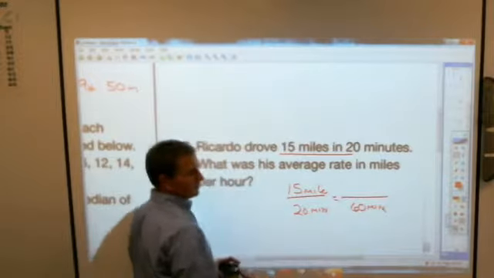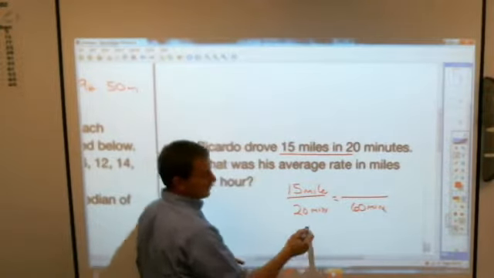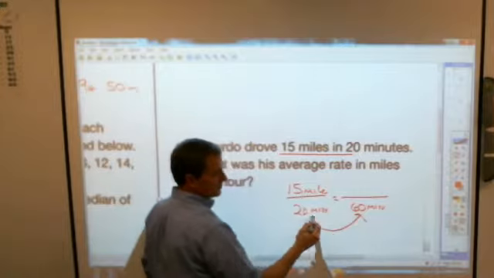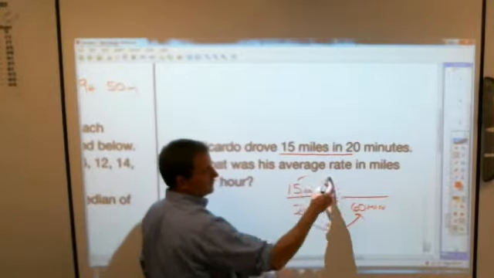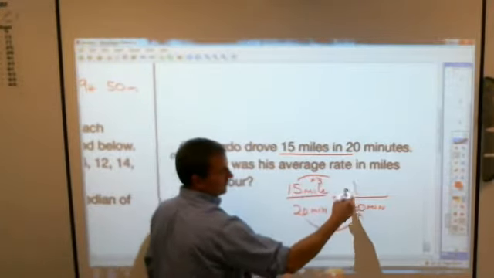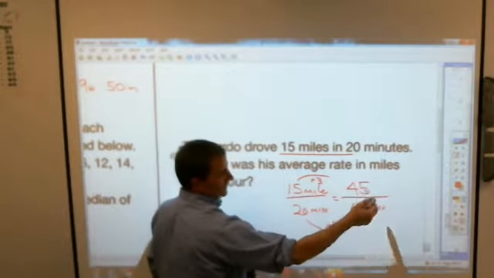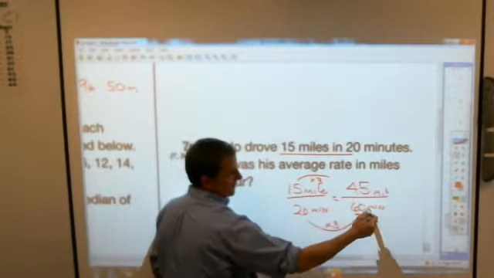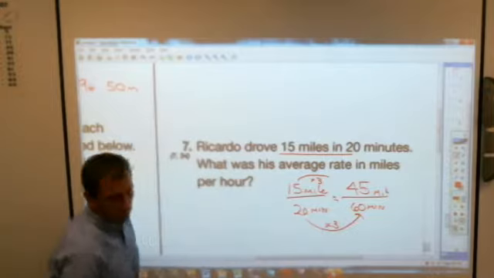So it's just making an equal ratio. You could do this as a ratio box, I suppose, as well, but it's just equal fractions. You'd have to multiply by 3, and you'd have to multiply this by 3. It would be 45 miles per 1 hour, because that's what 60 minutes is.